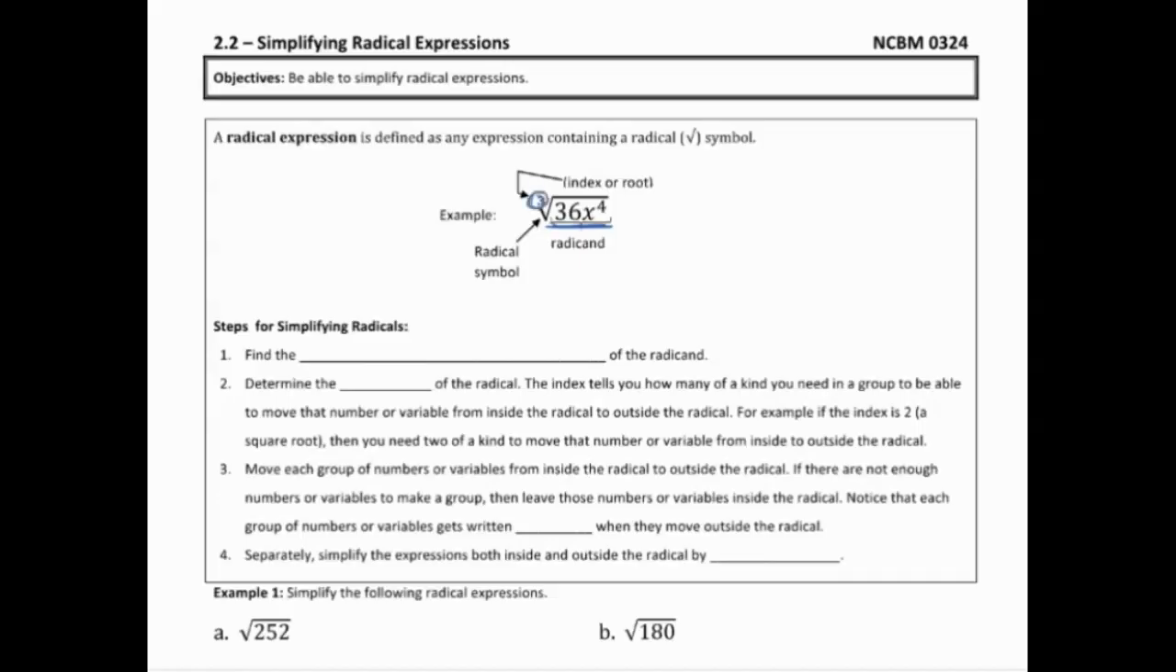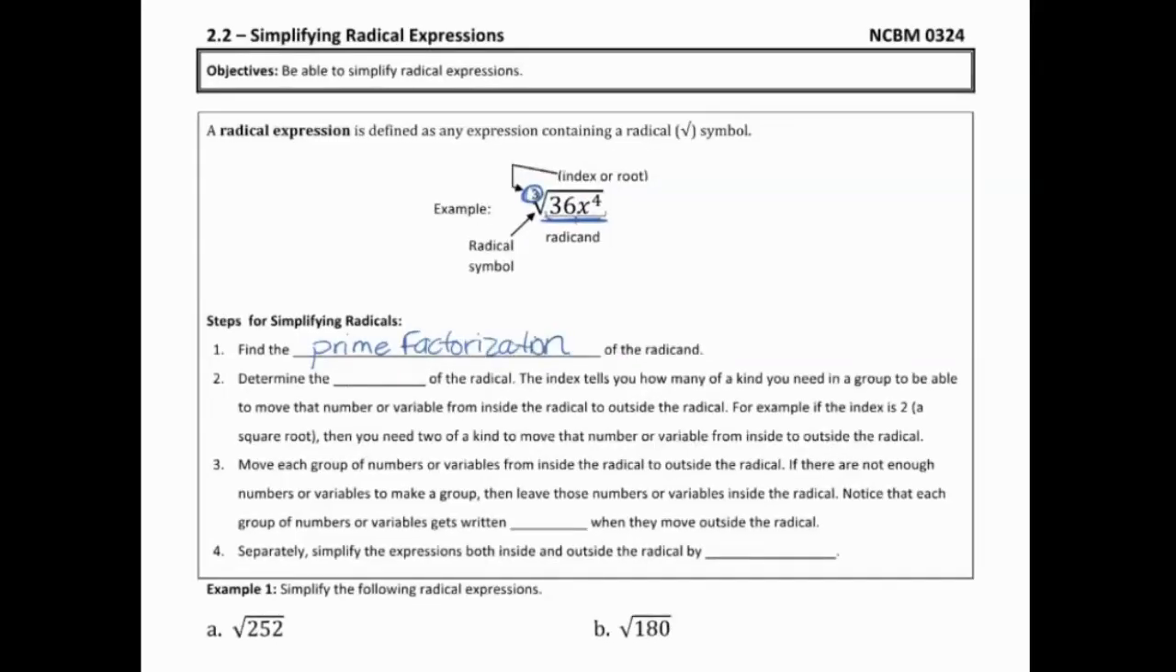Now we have some steps for simplifying radicals. The first one is to find the prime factorization of the radicand. So, prime factorization. The second step is to determine the index of the radical.